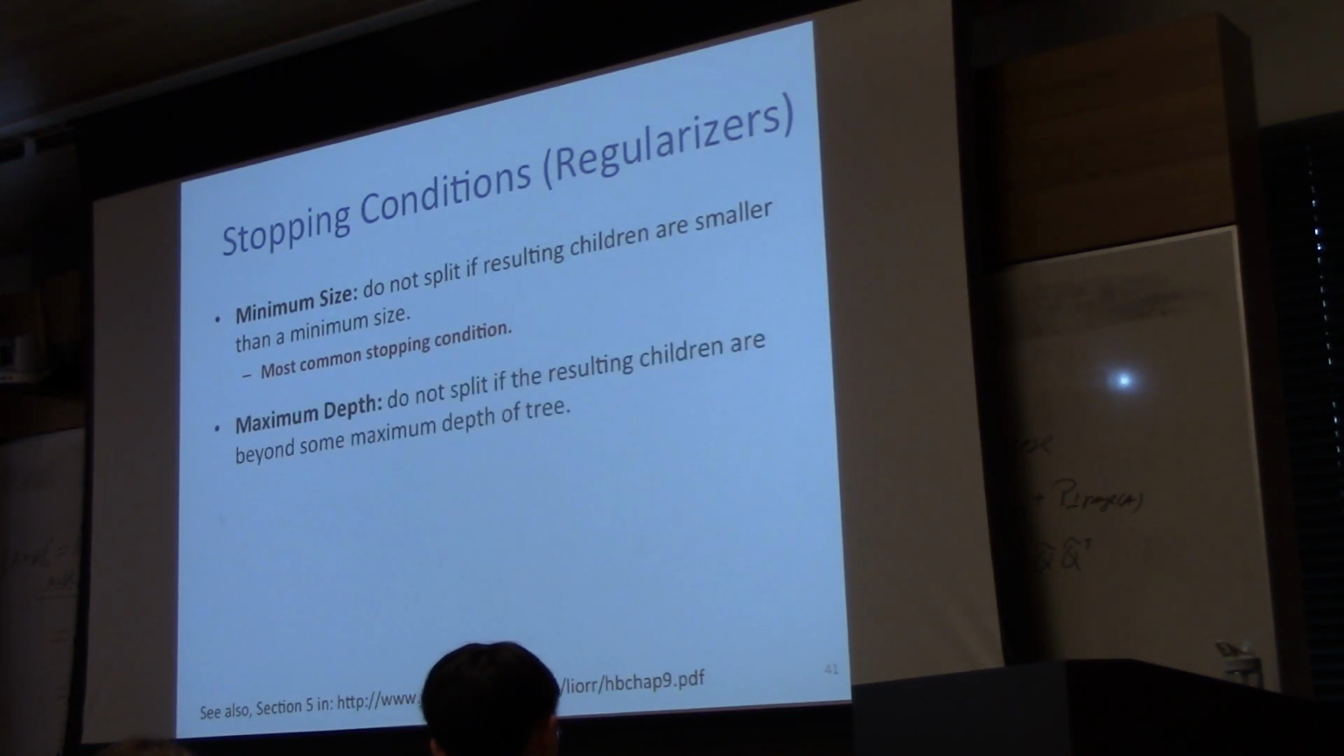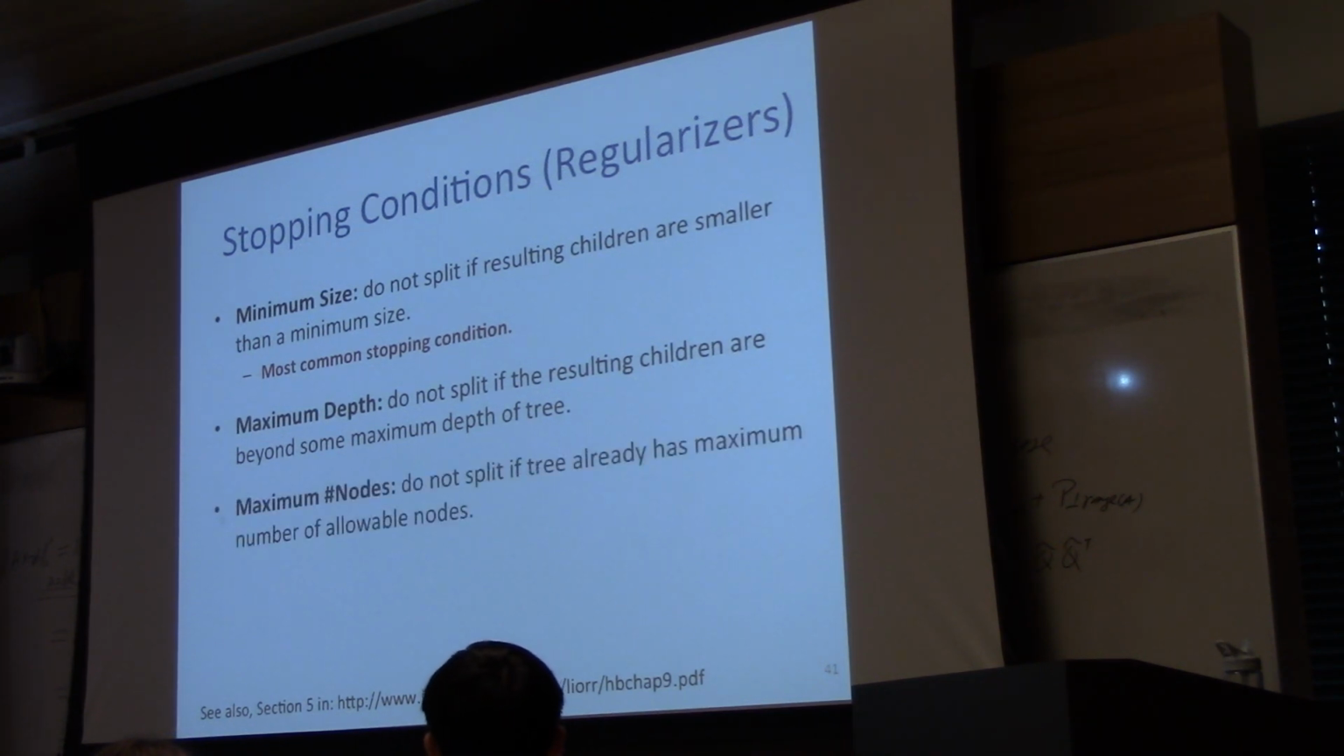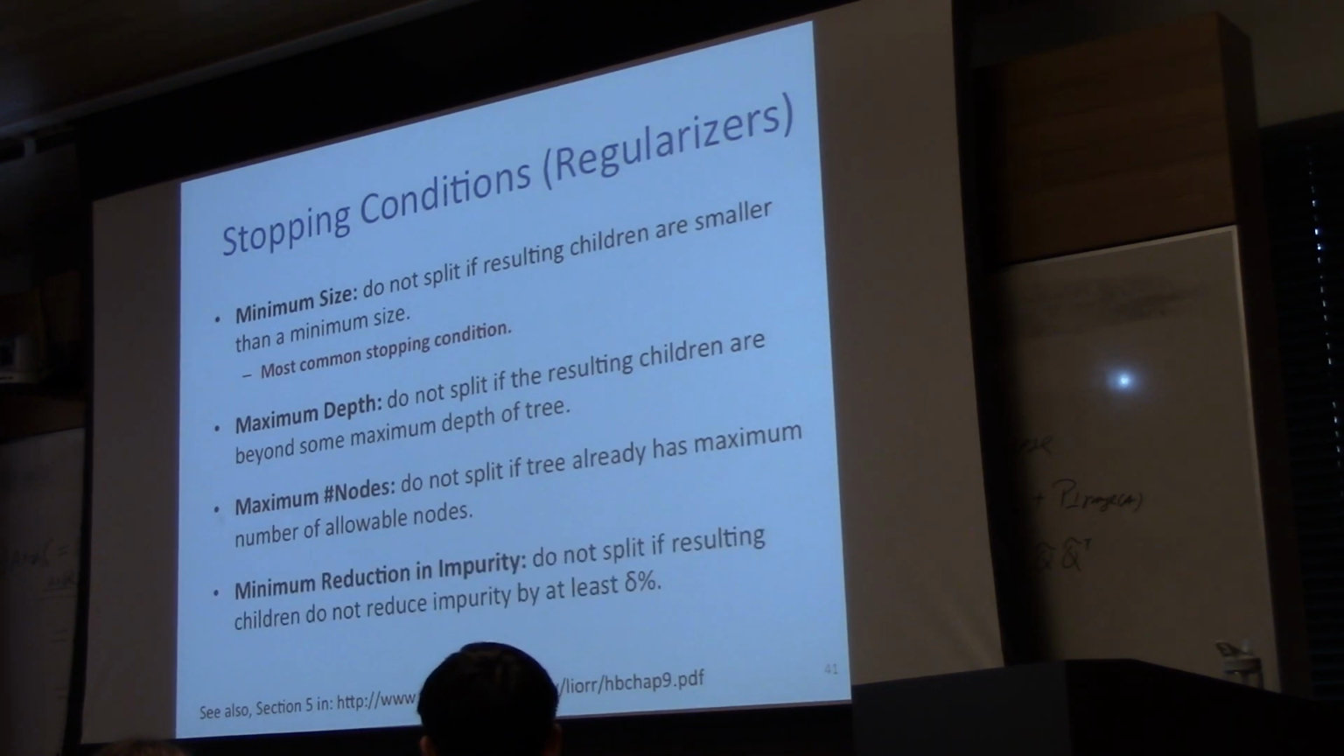Maximum depth. Do not split if the resulting children are beyond some maximum depth of the tree. Maximum number of nodes, meaning the tree already has the maximum number of allowed nodes. Minimum reduction in impurity. Do not split if the resulting children do not reduce the impurity by some threshold, like 1%, 2%. So these are all valid.